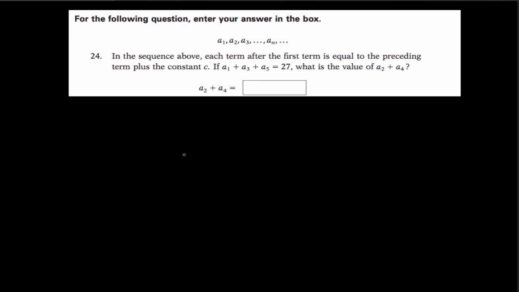Hello, welcome to question 24 of the revised general GRE test. Now for question number 24, it says, for the following question, enter your answer in the box.